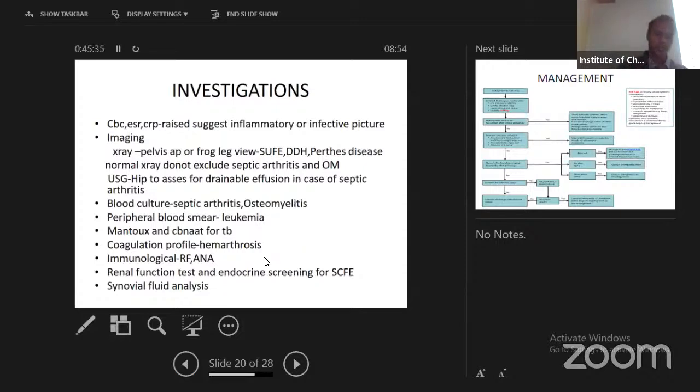For immunological causes, we will do ANA assessment and rheumatoid factor, renal function test, and endocrine screening.